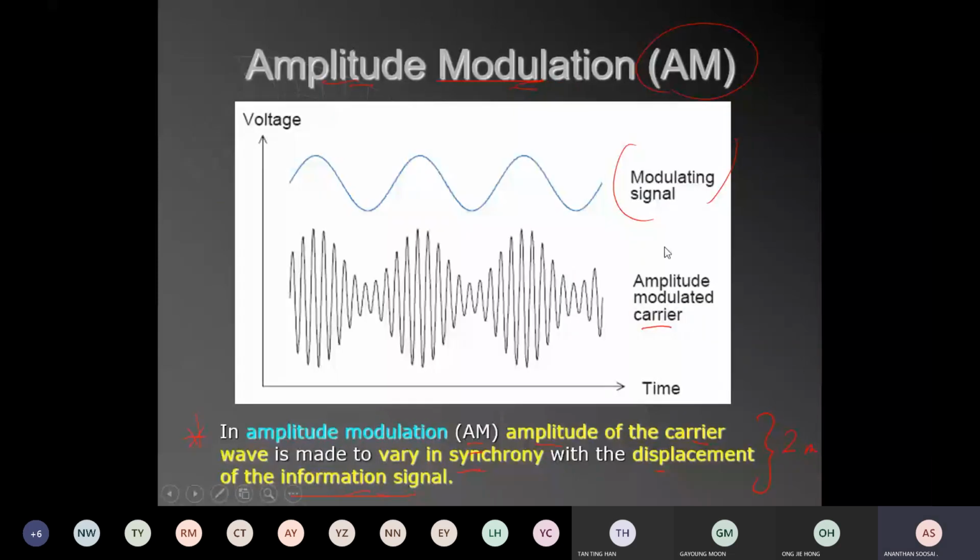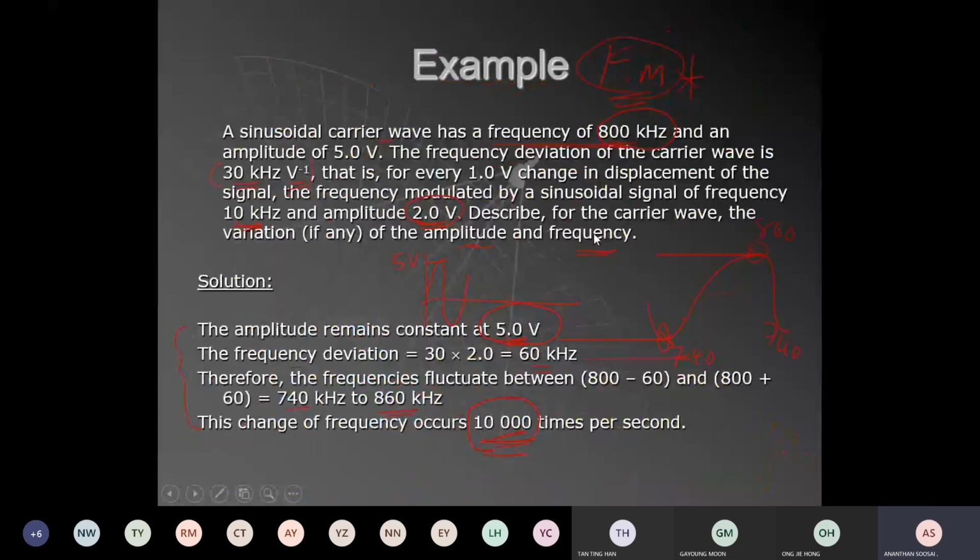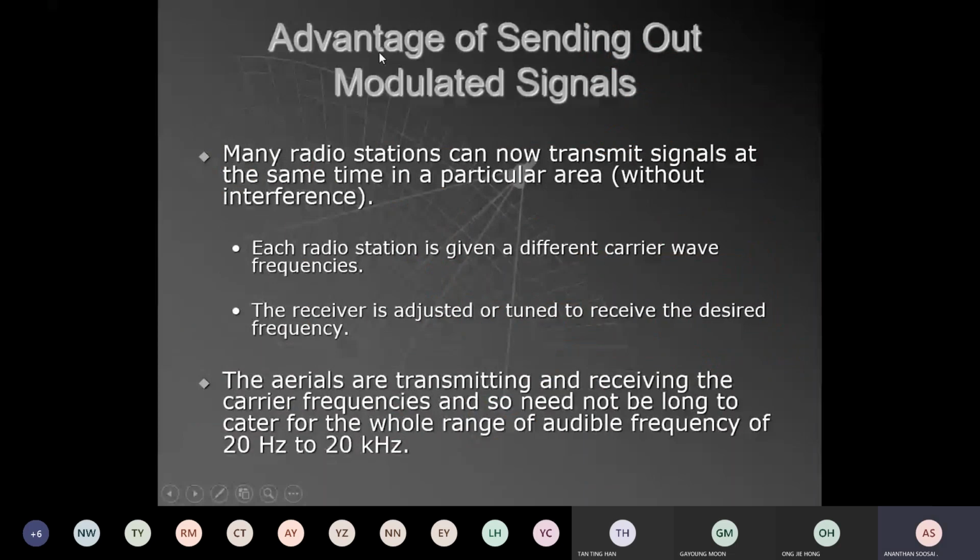So AM, FM, modulation. Okay. So the advantage of sending out a modulated signal. Why do you need to do modulation? I already told you this reason. Many radio stations can now transmit signals at the same time in a particular area without interference. Each radio station is given a different carrier wave frequency, and the receiver is adjusted or tuned to receive the desired frequency.